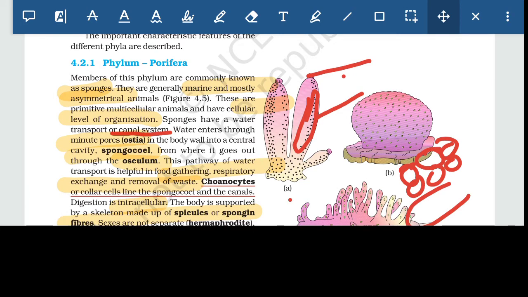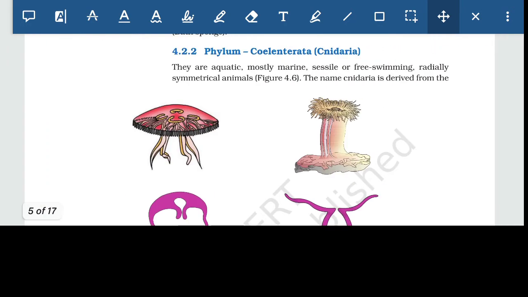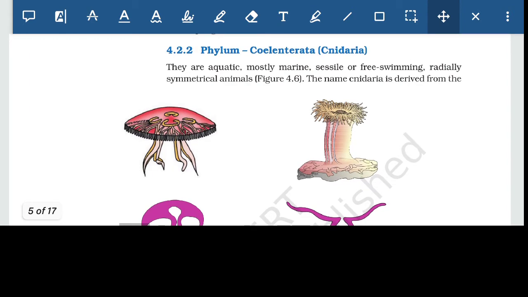Okay, poriferans are pore bearing animals, so they are called poriferans. Here, coelenterates, the other and more recently named name is cnidarians. Cnidarians are named so because they have nidoblast cells in themselves. The nidoblast cells are stinging cells. They are useful for offense and defense.